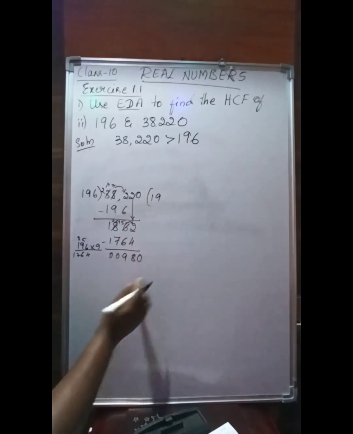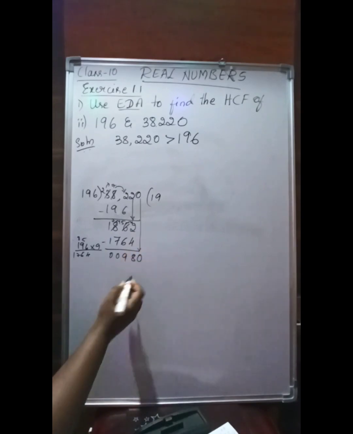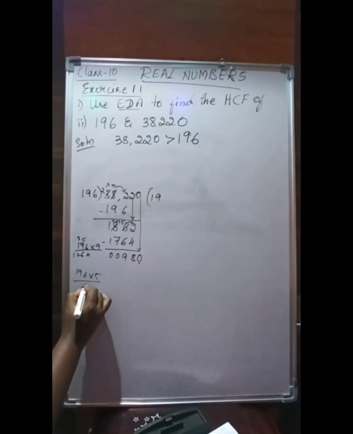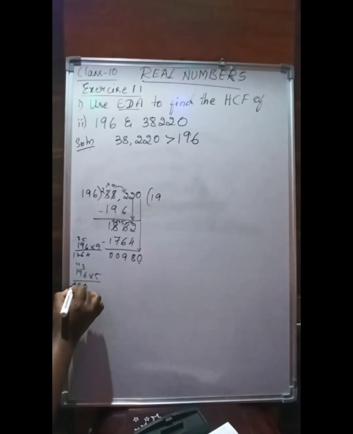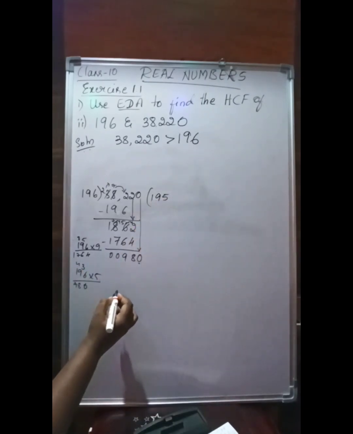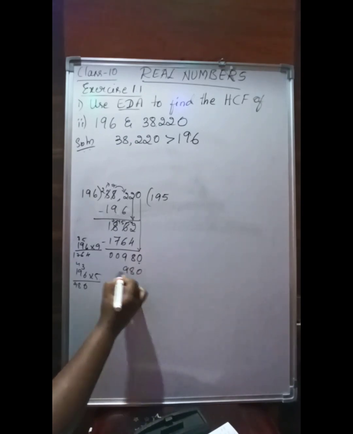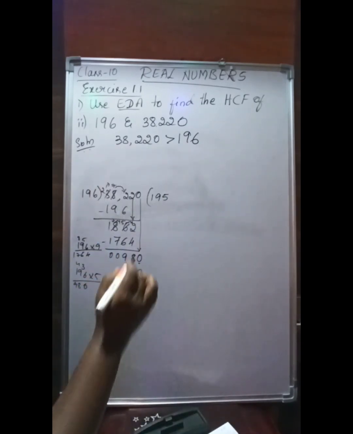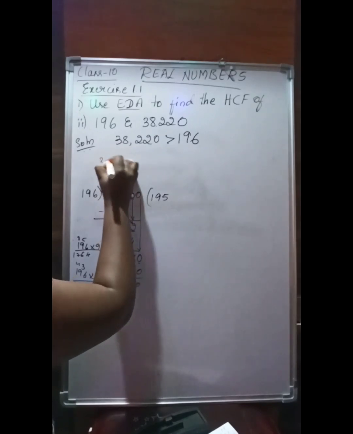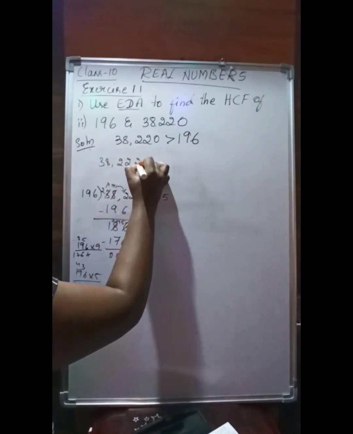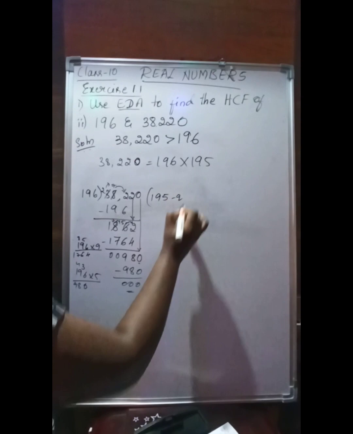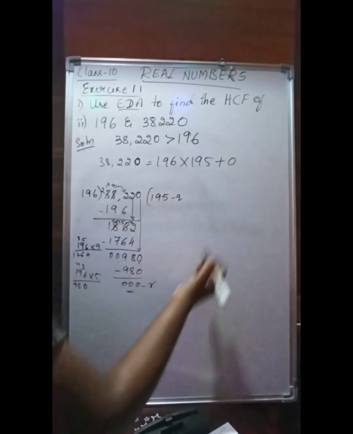So here you have 0, so bring down. Here it is 0, maybe you can consider 196 into 5. 5 sixes are 30, 3 carry, then 5 nines are 45 plus 3 is 48, 4 carry, 5 ones are 5 plus 4 is 9. So 196 into 5 is 980. The answer you get is 0. So according to Euclid's division algorithm, you can directly write 38,220 equals 196 into 195. This is Q, and this is R. So R you will get is 0.